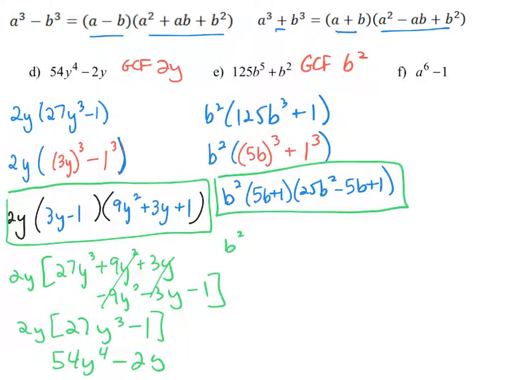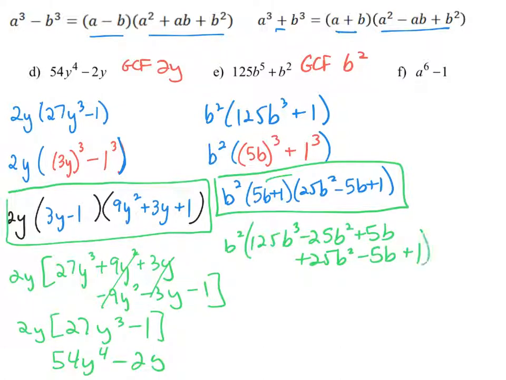So when you multiply, distribute the 5b, that's going to give us 125b to the third minus 25b to the second plus 5b. Distributing the plus 1, we get a plus 25b squared minus 5b plus 1. And by simplifying that, these are opposites. We get 125b to the third plus 1. And then distributing the b squared from out in front, we get 125b to the fifth plus b squared.